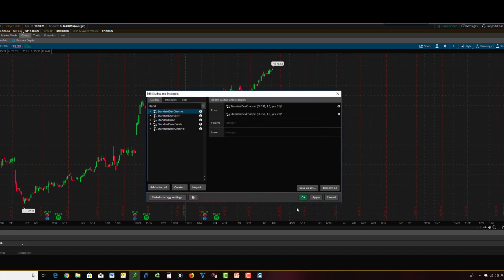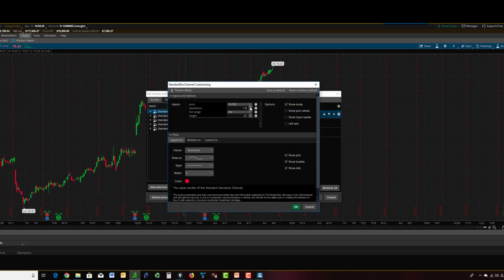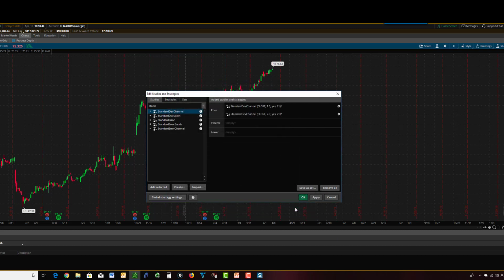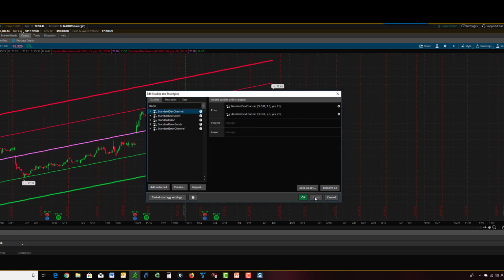And I say OK. For the second one, I want to make it 2 standard deviations, so I change the 1 to 2, basically. And now I make the lines a little bit thicker so they stand out for me. The middle line, I keep the same. The upper line, I make it into 4. And now, if I apply this, I have it.